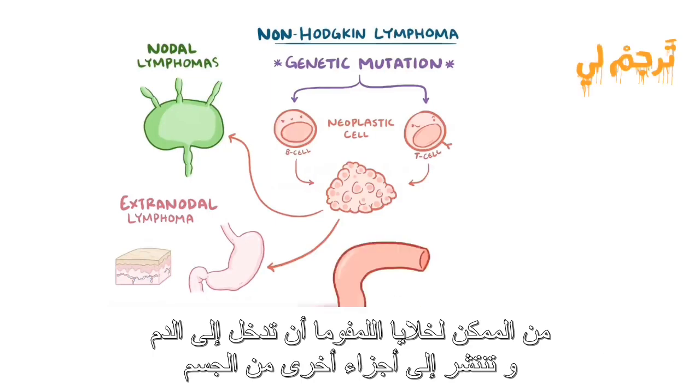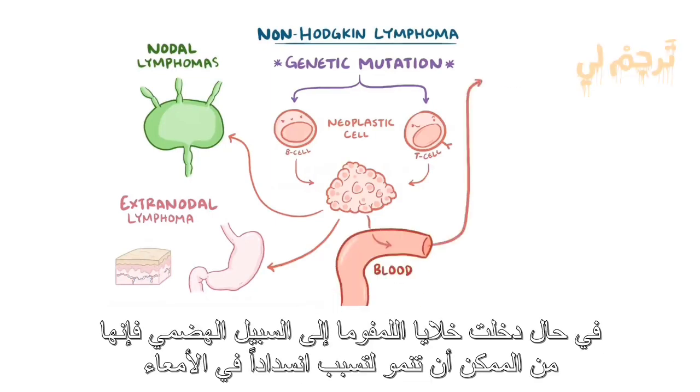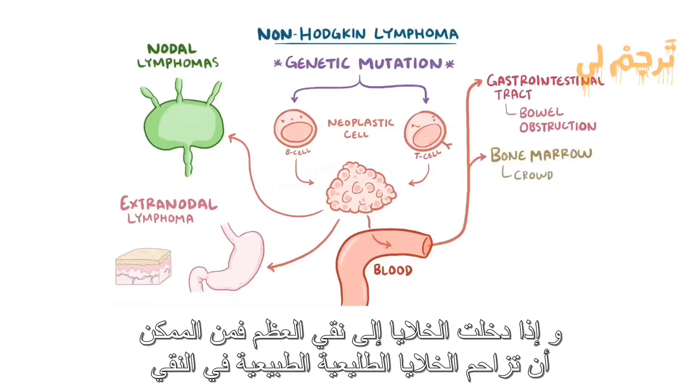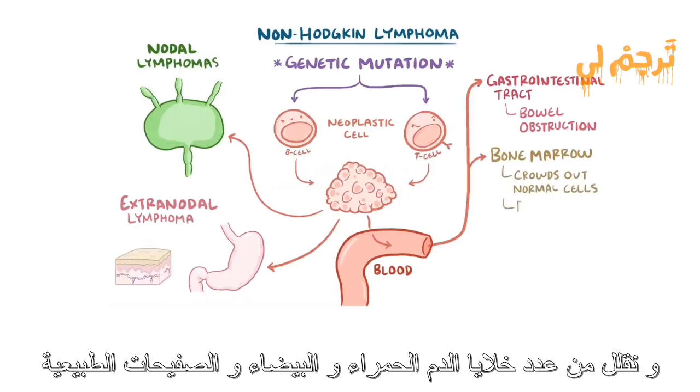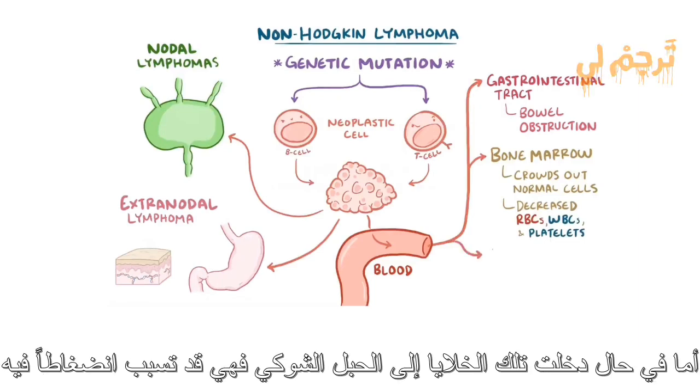Lymphoma cells can also get into the blood and spread to other parts of the body. If lymphoma cells get into the gastrointestinal tract, they can grow and cause bowel obstruction. If they go to the bone marrow, they can crowd out normal bone marrow progenitor cells and decrease the number of healthy red blood cells, white blood cells, and platelets. And if they go to the spinal cord, they can cause spinal cord compression.